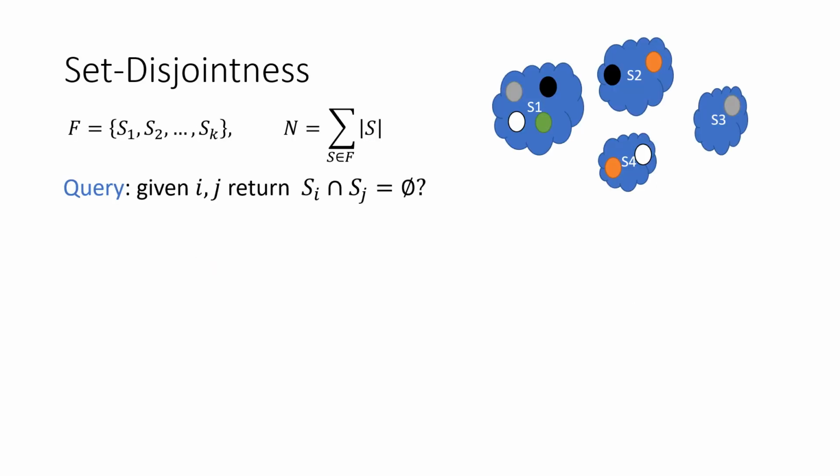We begin by defining the set-disjointness problem. In the set-disjointness problem, the goal is to preprocess a family of k sets, all from some universe, so that given a query ij, we can quickly determine whether Si and Sj are disjoint or not. The efficiency of our algorithms is going to be measured in terms of capital N, which is the sum of the sizes of the sets. So in the example here, k equals 4 since we have 4 sets, and capital N equals 9 since the sum of the sizes of the 4 sets is exactly 9.